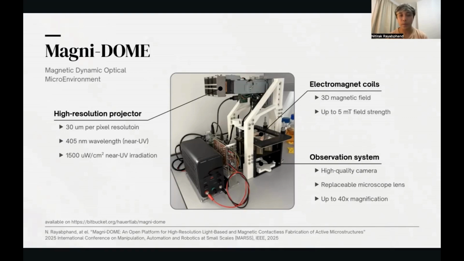The magnetic system includes four electromagnets aligned perpendicular to each other at 55 degrees from the base. This configuration can generate a magnetic field up to 3.5 millitesla in three-dimensional space. And the observation system is built of a high-quality camera and a replaceable microscope lens. All of the structural parts of the device can be printed by a 3D printer. This device is open and all the STL files for 3D printing are available on the link below.